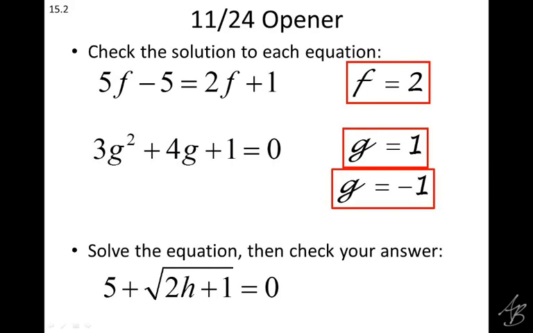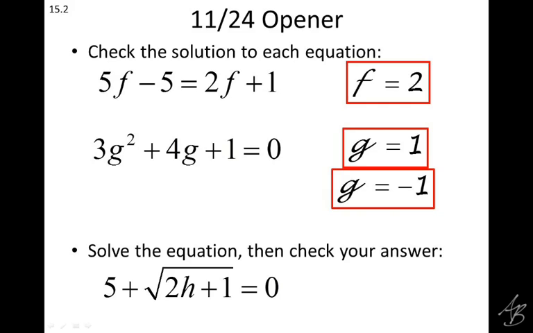For the first couple of problems, the first two equations, we have an equation and then we have a possible answer, and we want to see if this answer is the correct answer for this equation, the correct solution. And then the same thing here, but since this is a g squared, whenever we have a variable squared, we could get two possible answers. So we've got two answers here. We want to check to see if those are the correct answers for that.